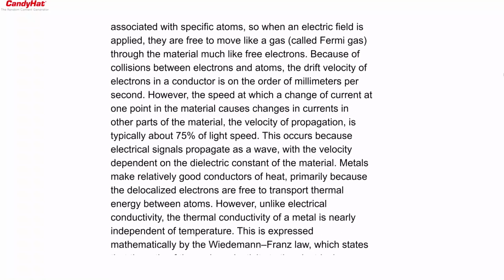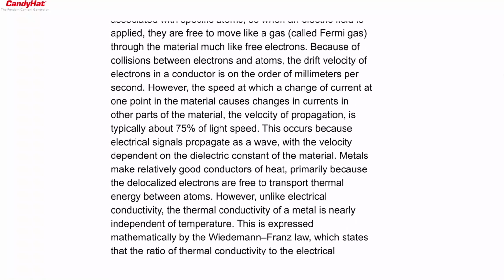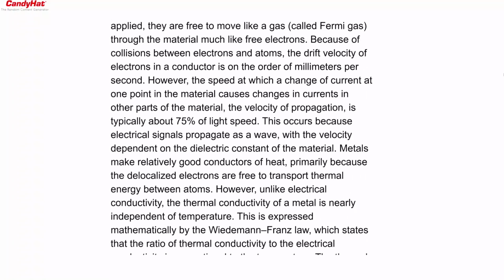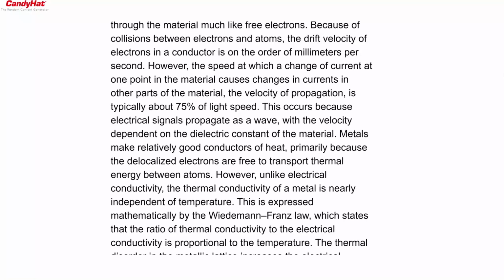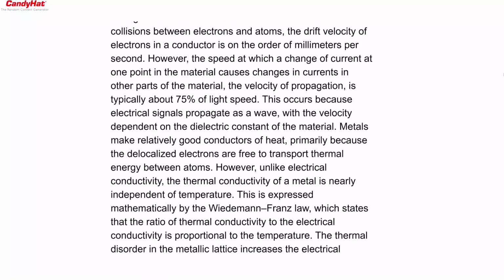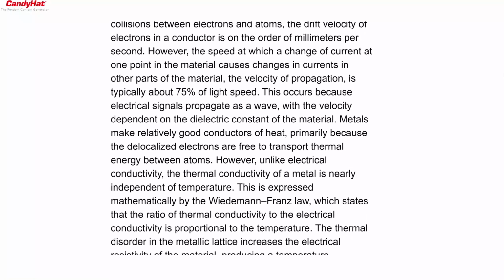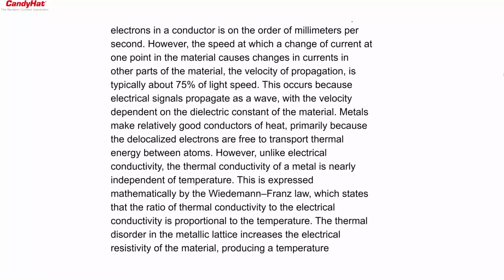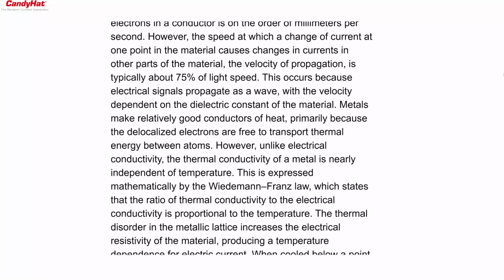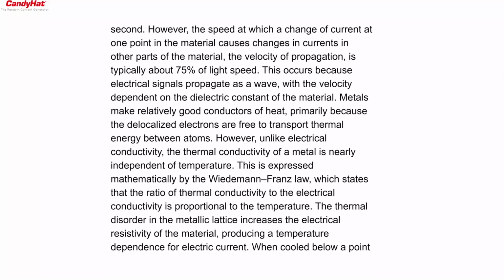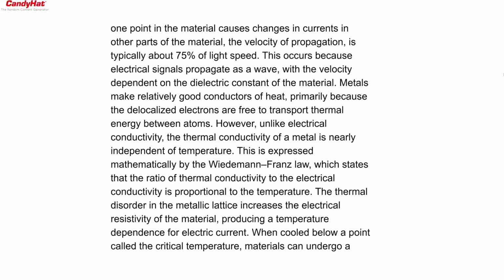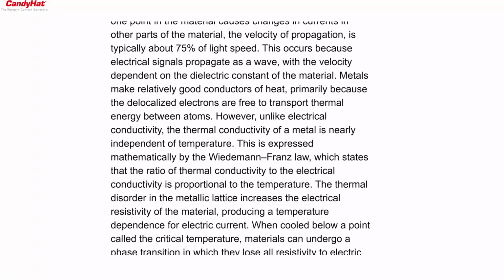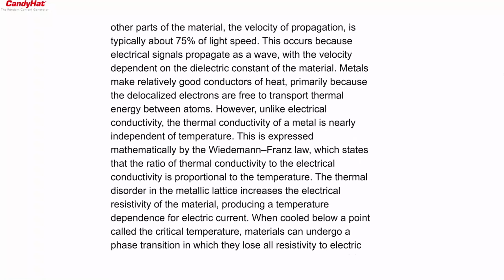Because of collisions between electrons and atoms, the drift velocity of electrons in a conductor is on the order of millimeters per second. However, the speed at which a change of current at one point in the material causes changes in currents in other parts of the material, the velocity of propagation, is typically about 75% of light speed. This occurs because electrical signals propagate as a wave, with the velocity dependent on the dielectric constant of the material.